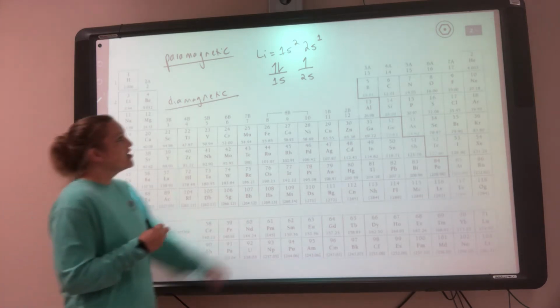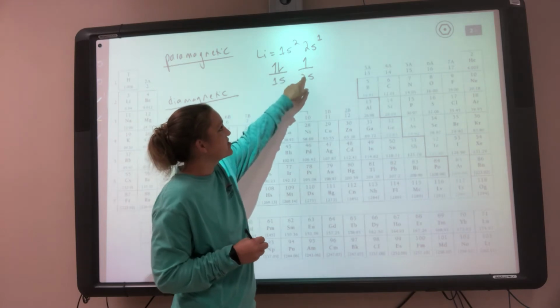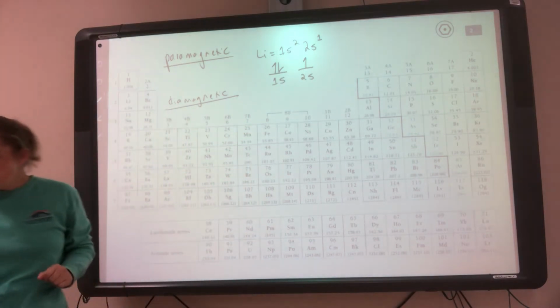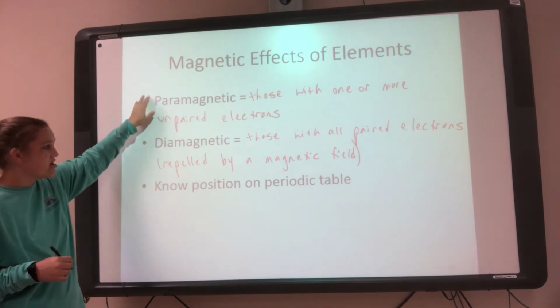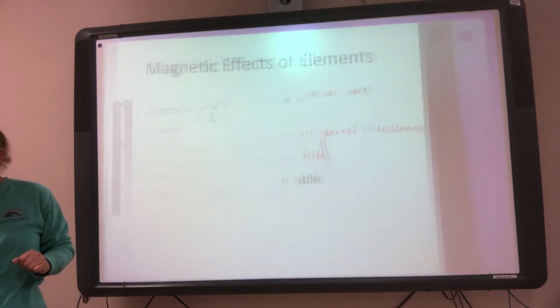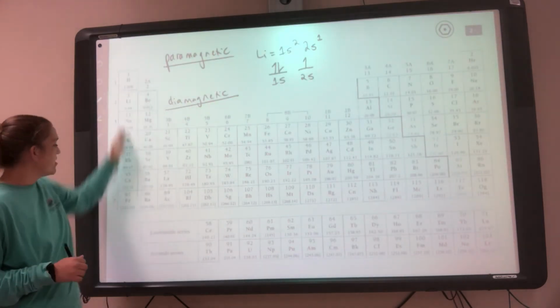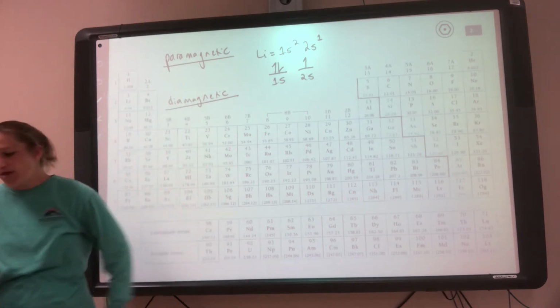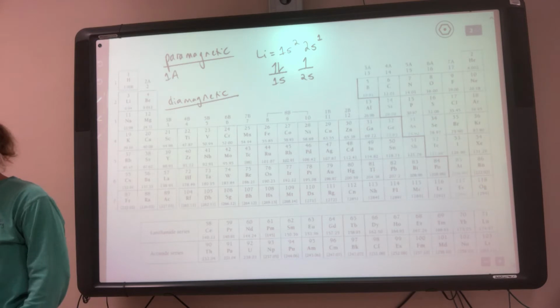So here, these electrons are paired up in the s orbital, but this electron is by itself. So based off our definition, if there's unpaired electrons, it's para. If they're all paired, it's dia. So since we have one electron unpaired, then that means that everybody in the lithium column is going to be paramagnetic. So we can say everybody in 1A is paramagnetic.